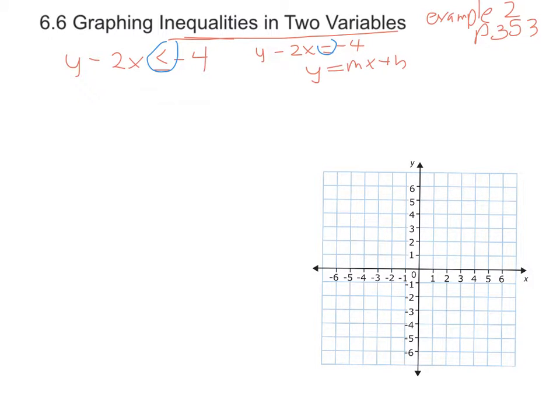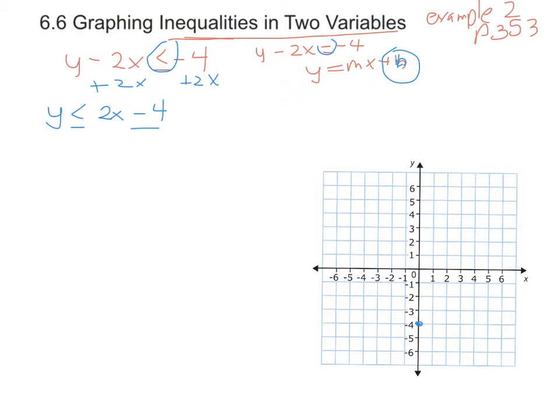So I would have to get y alone, which means I'd have to add 2x. And this inequality would be y is less than or equal to 2x minus 4. So now I'm going to find the points where this line is, but I won't draw it in quite yet. So the y-intercept, remember y equals mx plus b, the y-intercept in this problem is negative 4, so I put a dot on negative 4.